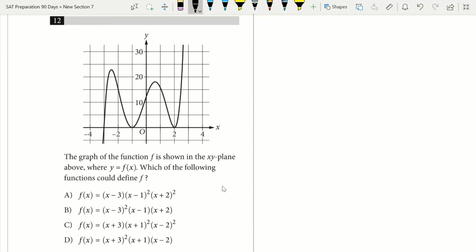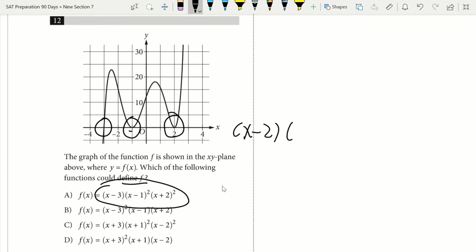where y equals f of x, which of the following functions could define f. Immediately when I see that I have all of these numbers and I see I have these zeros here, I'm going to go ahead and come up with what my zeros are and use those to find my answer. So I see that I have an x-intercept at 2, which means I have to have x minus 2. I see I have an x-intercept at negative 1, which means I have to have x plus 1 because I have to flip that sign. And then I have one at negative 3, which means I'll have to have x plus 3.